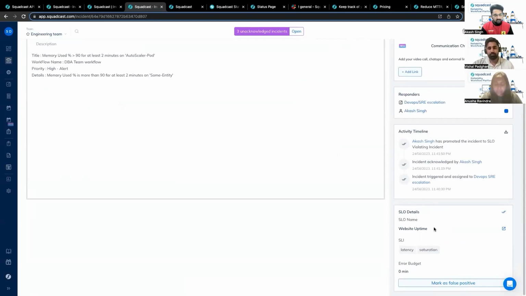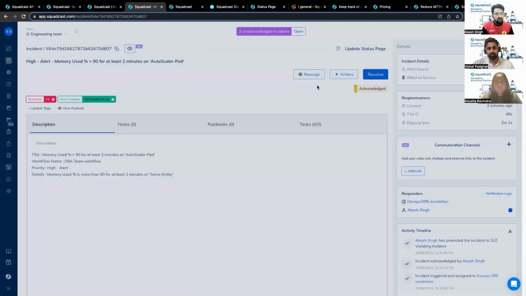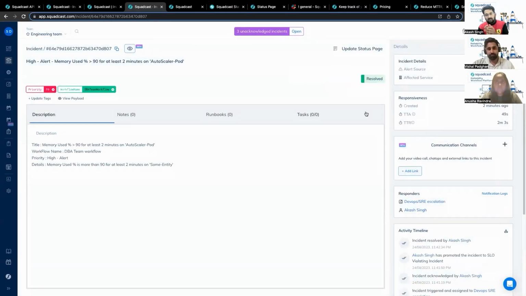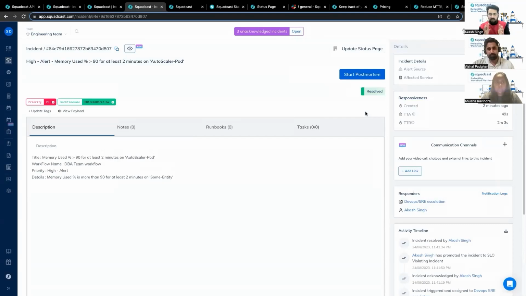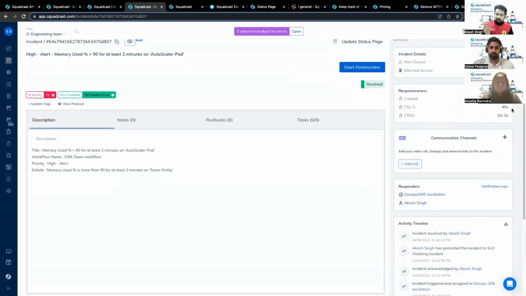We can also see under the SLO details that this is the SLO that has been affected, and the indicators for it. Once we resolve the incident, the SLO tracker will figure out that we took 2 minutes and 3 seconds to resolve that particular incident. Since it already knows the initial error budget that you had, which, if you remember, was 50 minutes, it will reduce this 2 minutes and 3 seconds from that initial 50 minutes, which was my initial error budget.